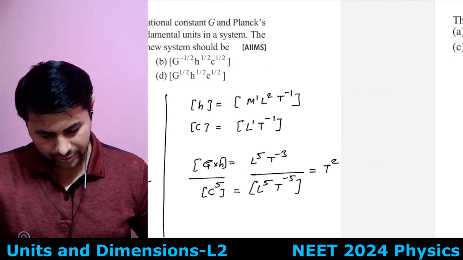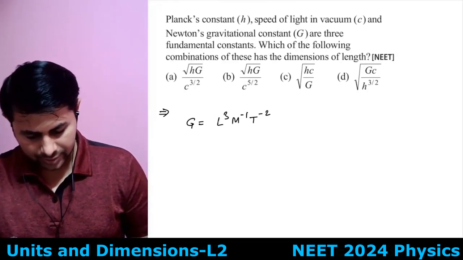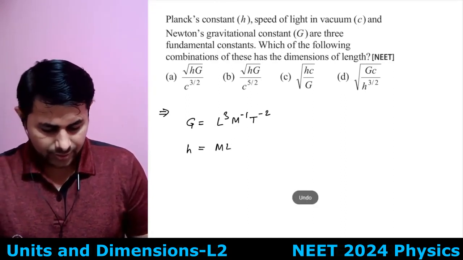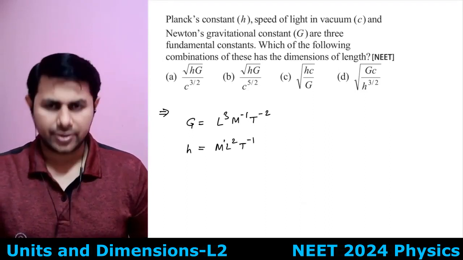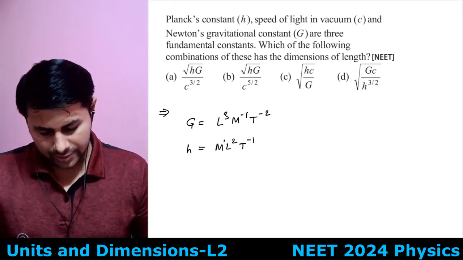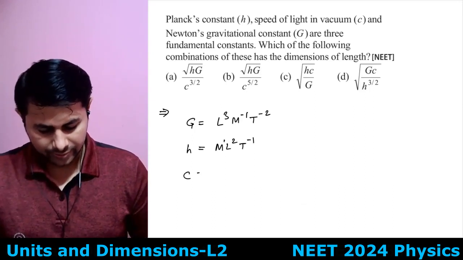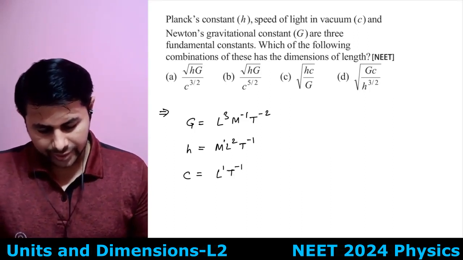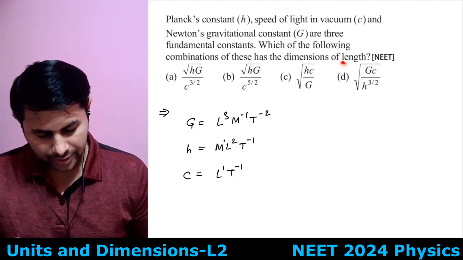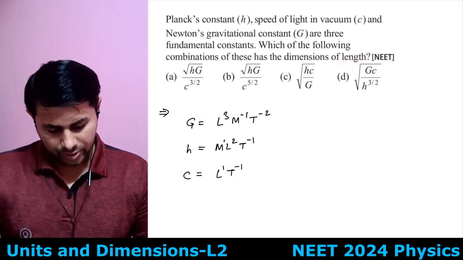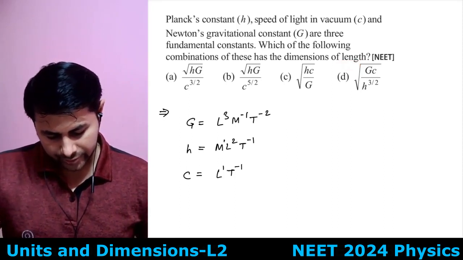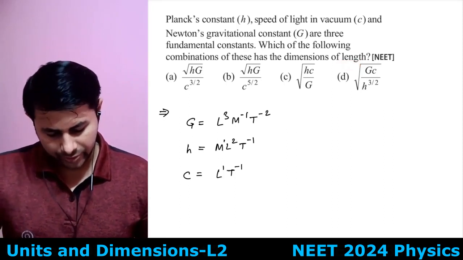H is equal to M1 L2 T raised to the power minus 1. And what else do we have? C is L1 T raised to minus 1. And now I want what? Length. So what should we do? We want length. So again, we have to cancel out mass.